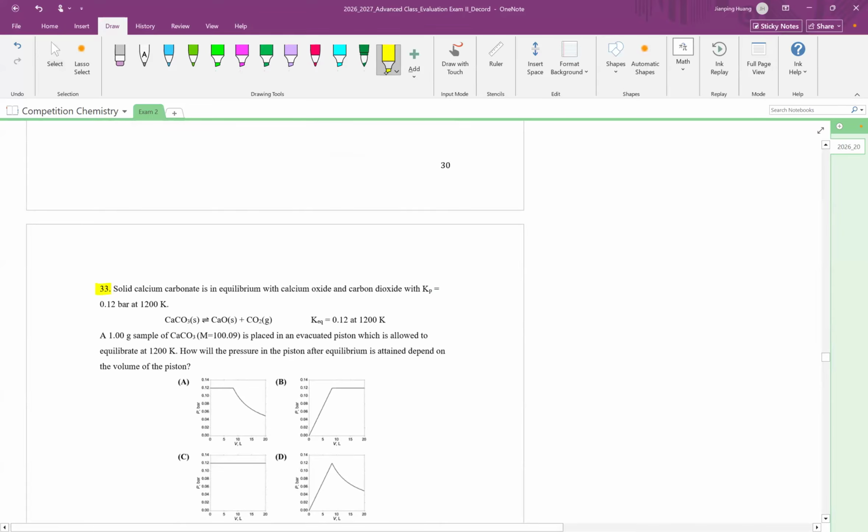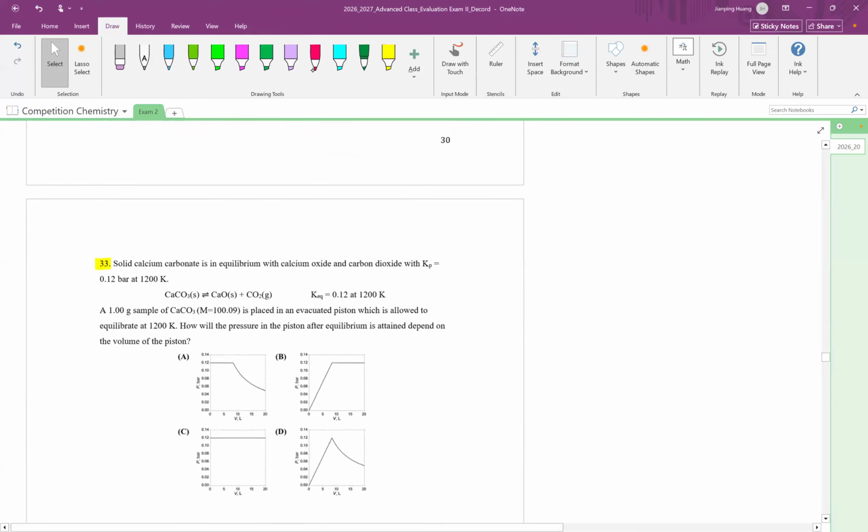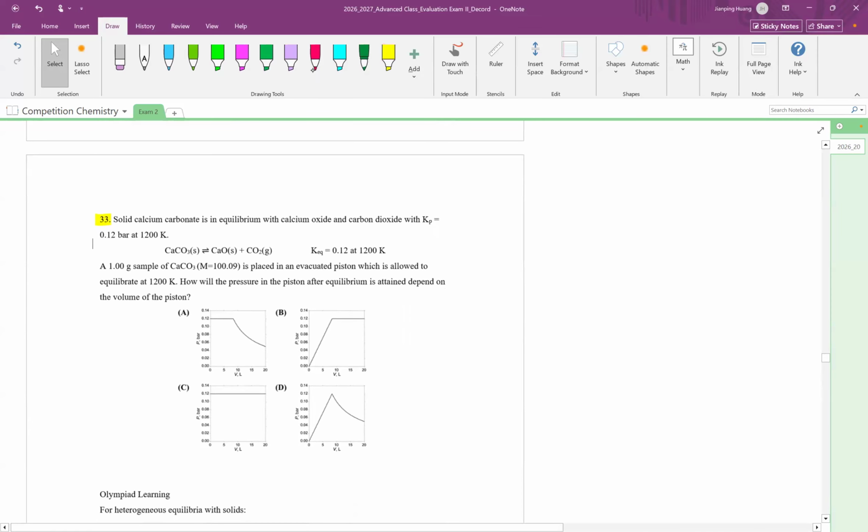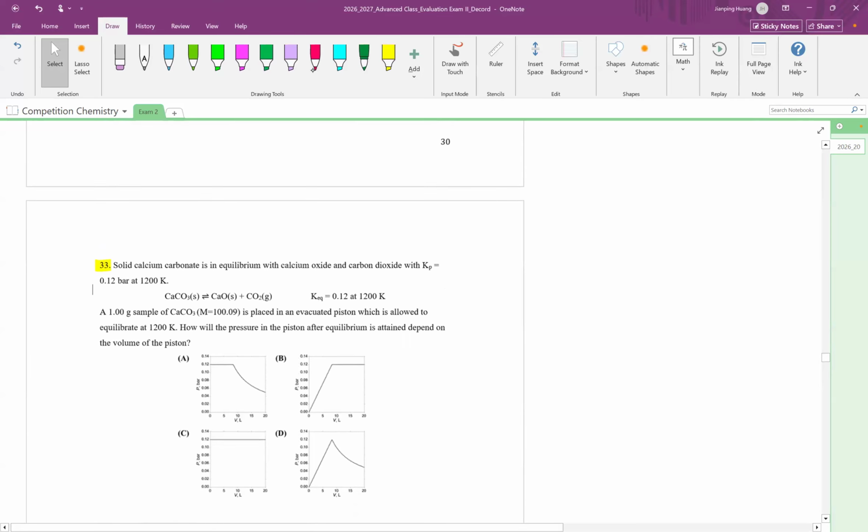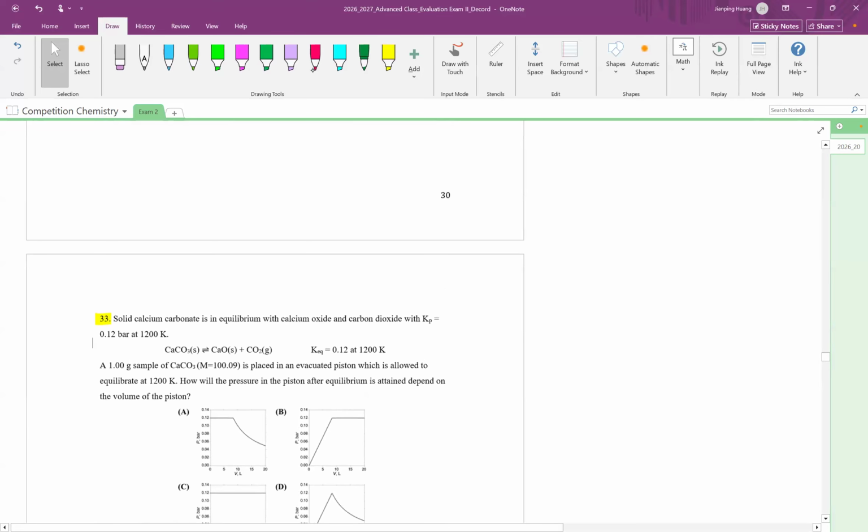This question has been in the USNCO for at least 10 years. Used to be, it's not a solid. This is the first year to use a solid. Used to be it is water. And the first one is vapor pressure.